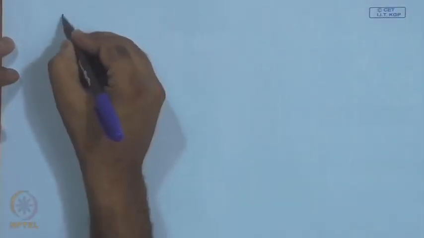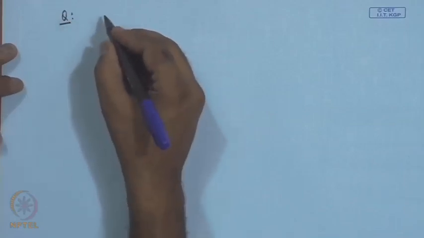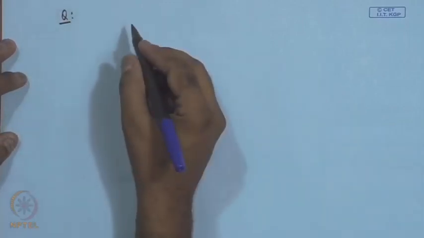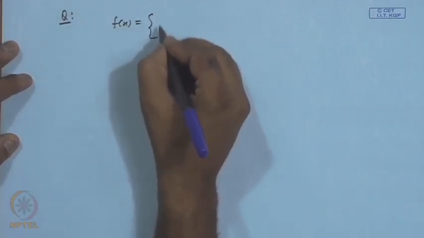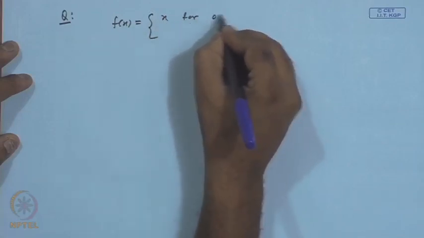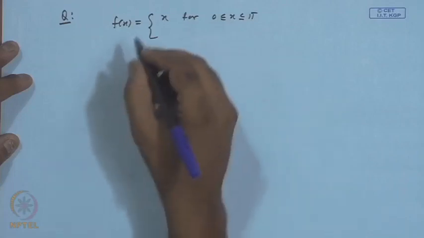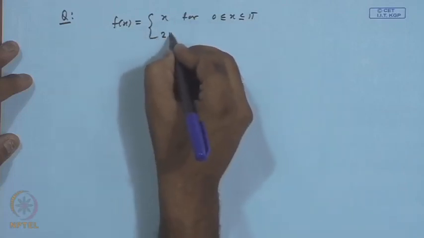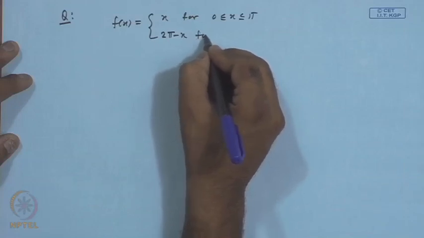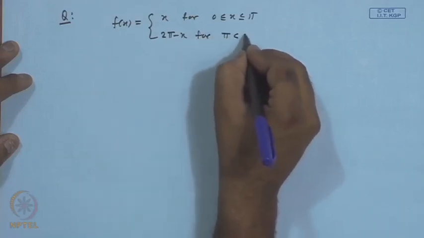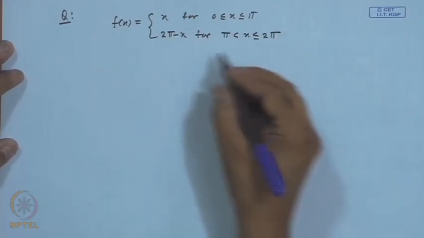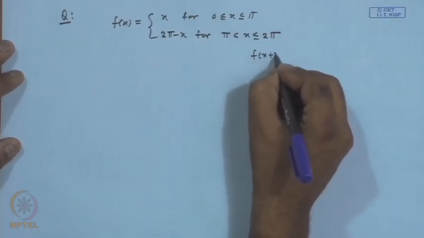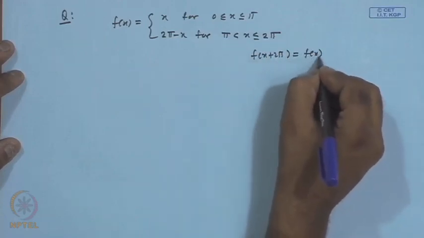So, now we consider an example with this consideration. Obtain the Fourier series to represent f x, which is given by x for 0 to pi and 2 pi minus x for pi to 2 pi, and then the function is periodic. So, f x plus 2 pi is f x.